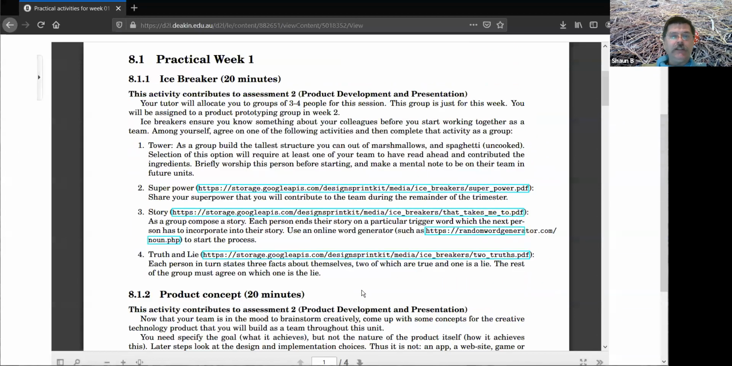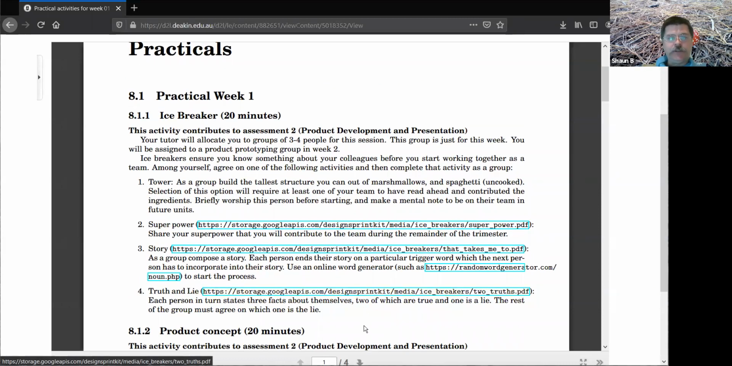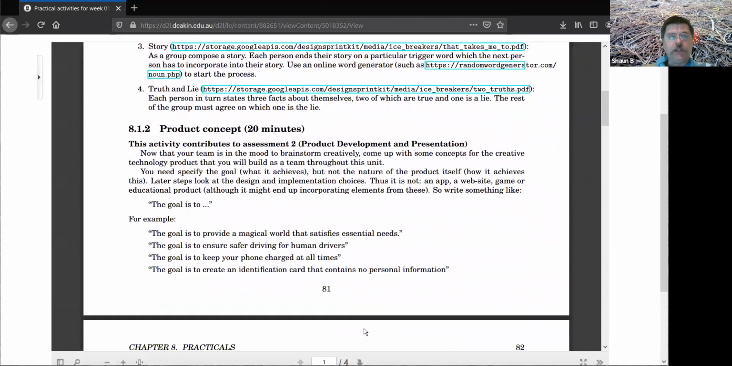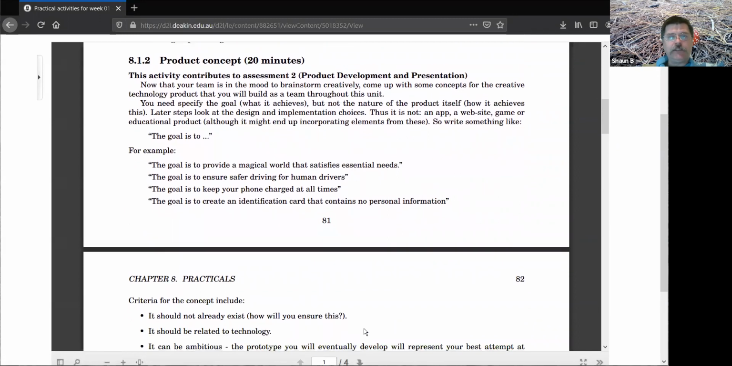Once you've done that, and you can spend about 20 minutes on that, you want to get on into the project concept activity. This is going to be the basis for the project prototype development assessment tasks. We're trying to collect ideas as to things that we might want to work on during the trimester, real challenges that we want to overcome.